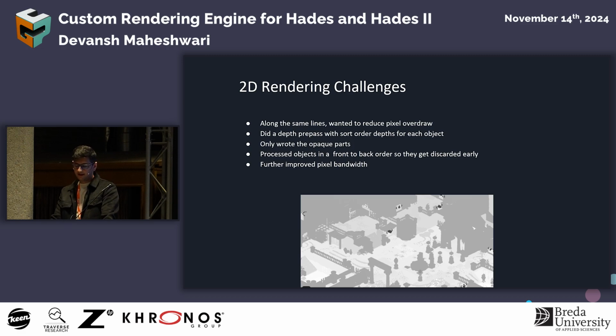While doing this depth pass, we also make sure that we process objects in a front-to-back order. We already have them sorted in a back-to-front order. So they get discarded early, and the actual Z-pass is faster. This optimization also further improves pixel bandwidth.